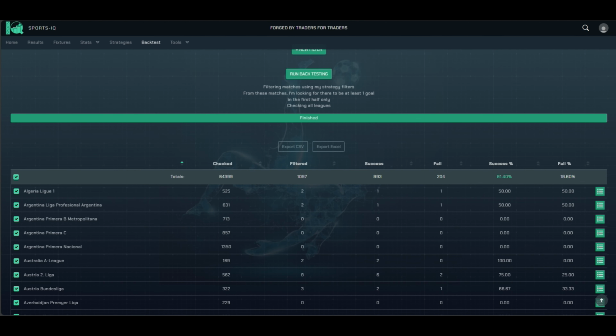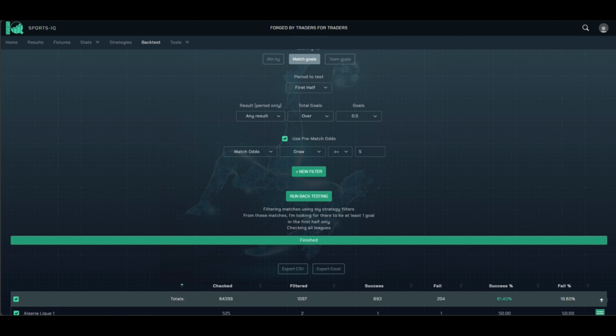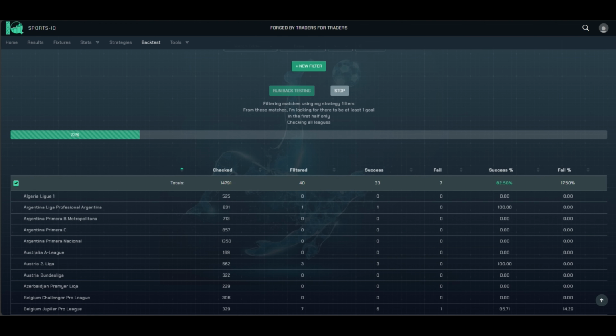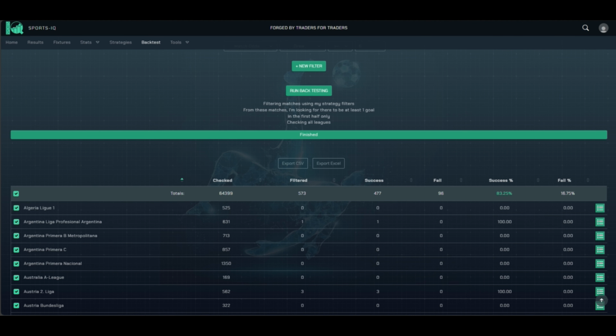The second test looked at games where the draw odds were 6.0 and above before kickoff. Here we had a smaller sample, 573 games that fit our filters. The success rate jumped to 83.25%. This higher success rate means we're able to achieve profitability at slightly better odds.